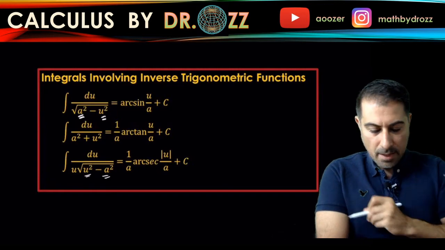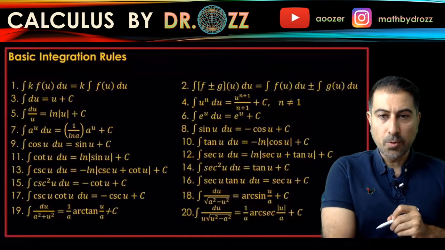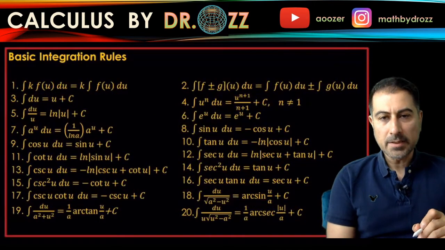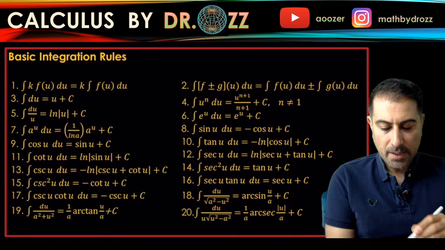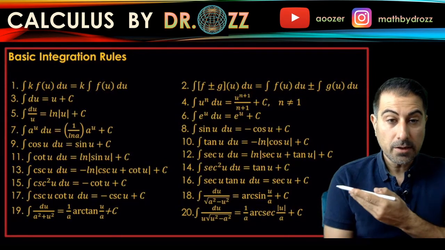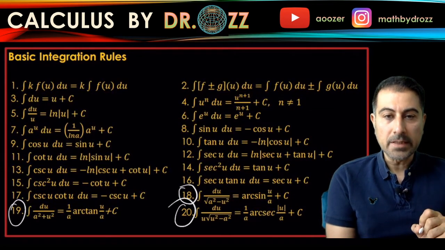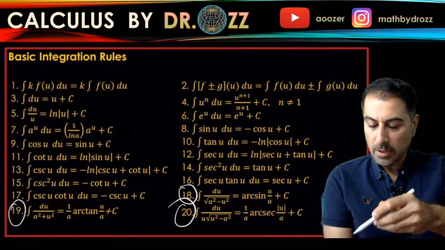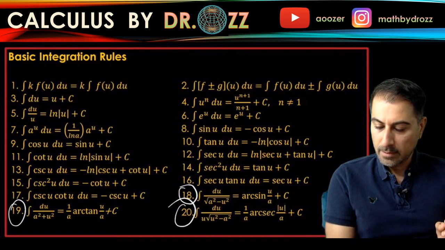And by the way, you can also find the same integrals in this formula card here that I call basic integration rules. So number 18, 19, and 20, right here. So these guys are exactly what we're using for these exercises in this question.